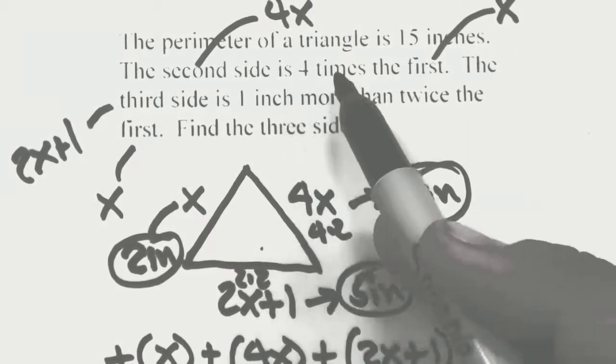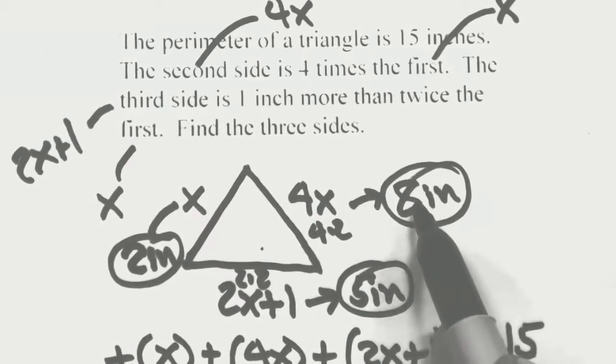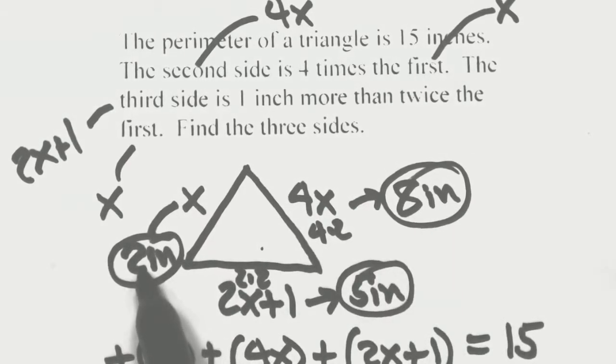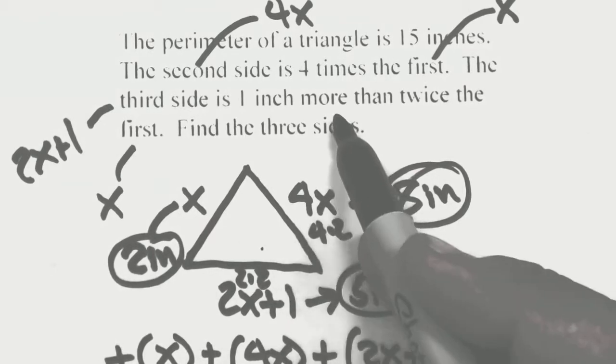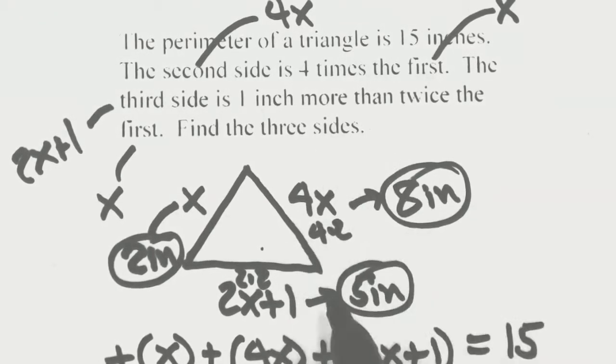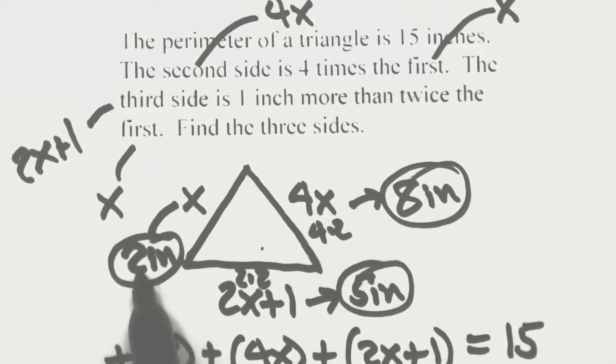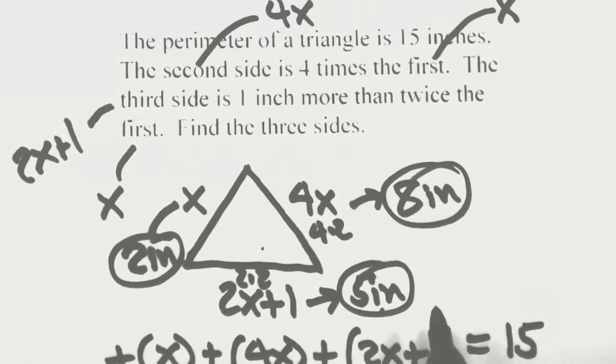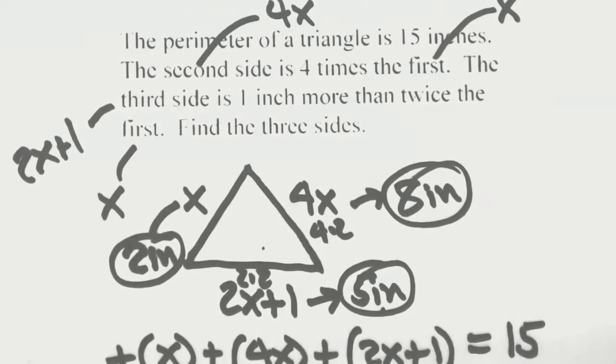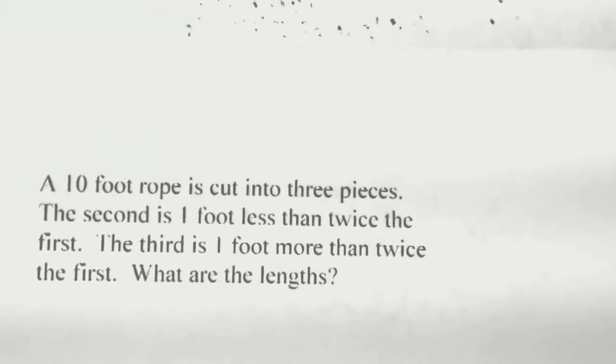The second side is 4 times the first. Well, this side here is indeed 4 times that. And the third side is 1 inch more than twice the first. Well, twice the first would be 4, plus 1 more inch would be 5. There it is. So again, our comparison method, make the guy at the end of the sentence your variable x, allows us to build these up very easily.